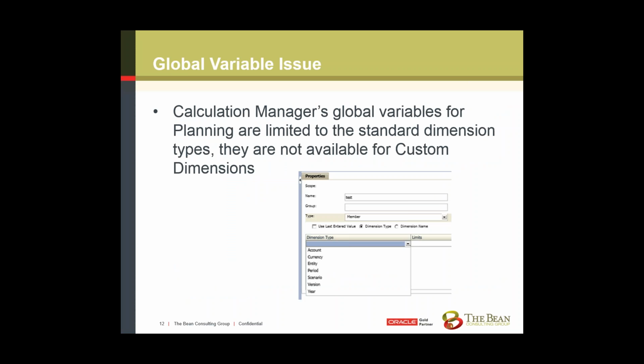Within Calc Manager, there's a variable manager, where you create your runtime prompts for your business rules. It doesn't allow you to create a variable that maps to a custom dimension. As you can see here, we're creating a test variable. We have the option of the standard dimension types for a planning application, but we don't have a custom dimension type or a generic dimension type here. So if we want a runtime prompt or a variable for a custom or generic dimension in one of our rules, we needed a way to work around that.